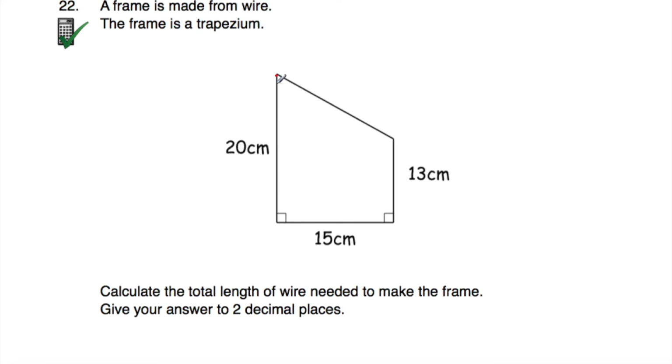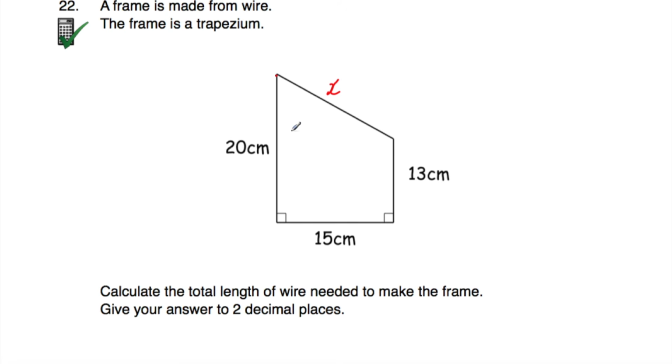So if we start here, we know we're going to need 20 centimeters to get to here, another 15 centimeters, another 13 centimeters, and whatever length this is, and we'd add that all up. So we want to find really the perimeter of the trapezium, and that's going to be the length of wire that we need. So we need to find the length of this side. I'm just going to call that x.